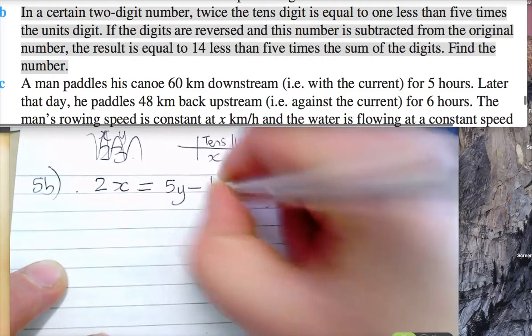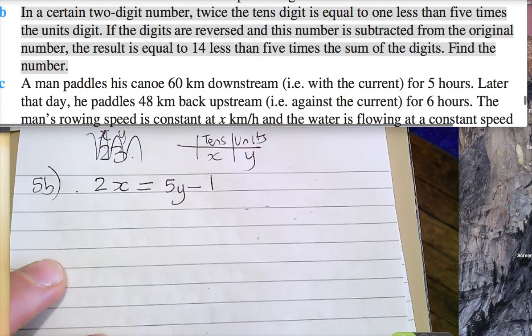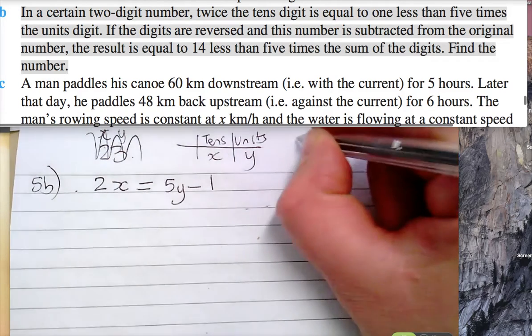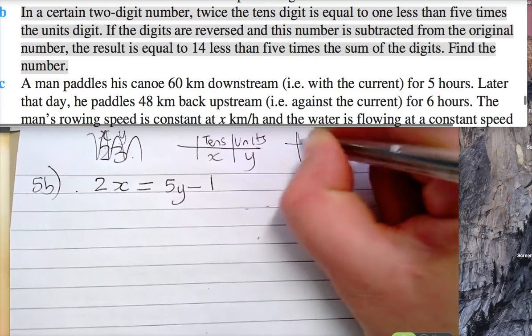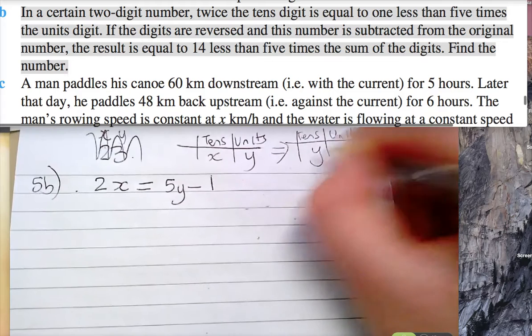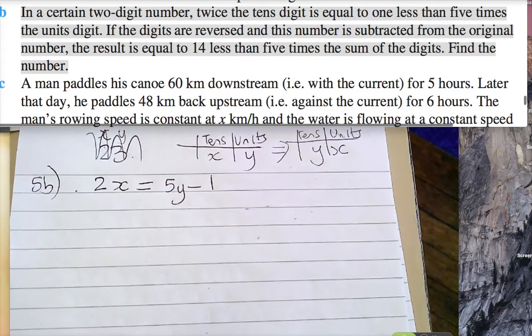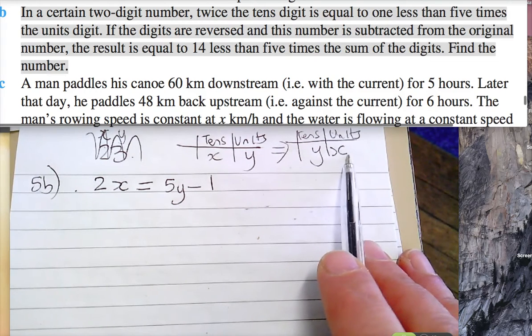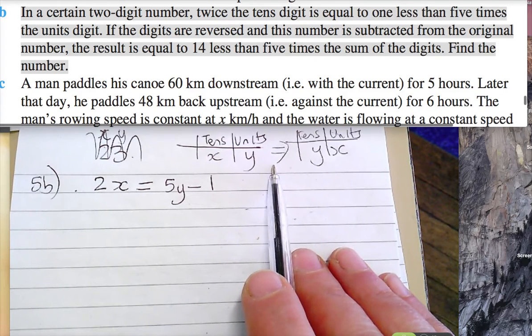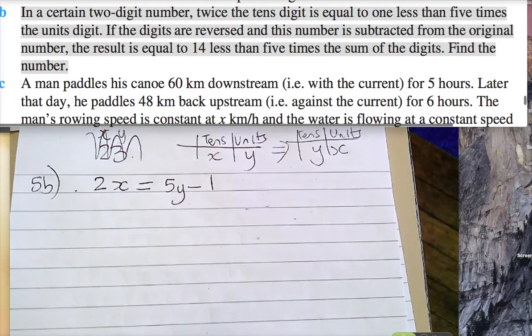5y minus 1. Then it says if the digits are reversed, so if I reverse my digits, tens units, this is reversing. So if my digits are reversed and this number, whatever I've got, is subtracted from the original number, the result is 14 less than 5 times the sum of the digits.